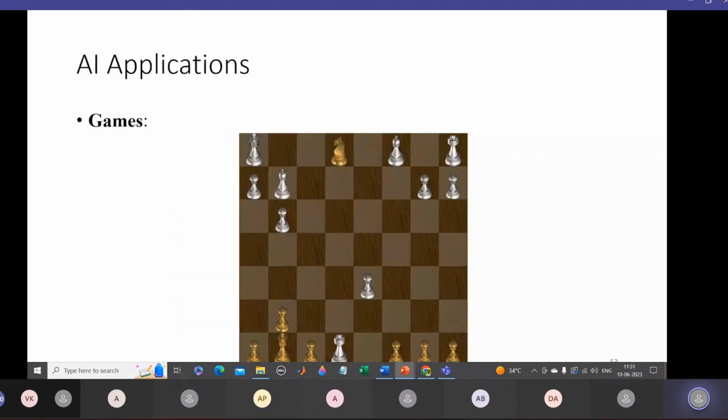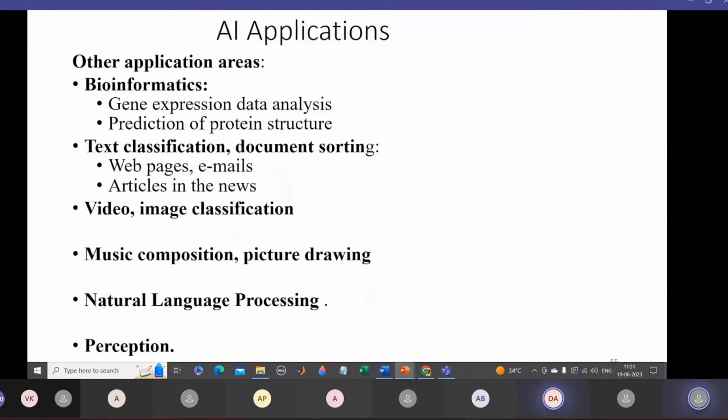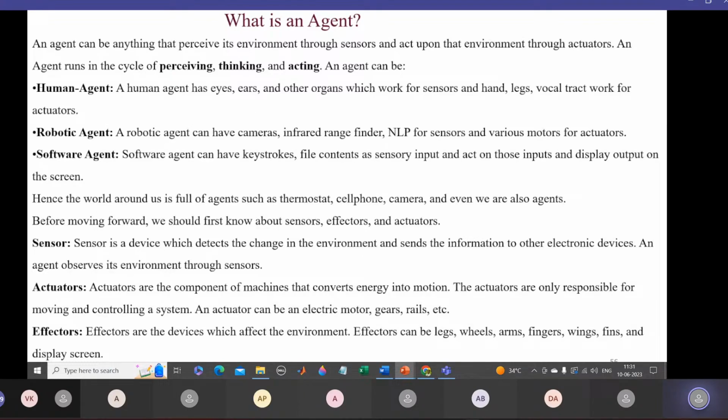Next is chess, toys. Other application areas are bioinformatics, gene expression and text classification, video and image classification, music composition, picture drawing, NLP, and perception. All these are some of the application areas of AI. Apart from this, you can write anything else.